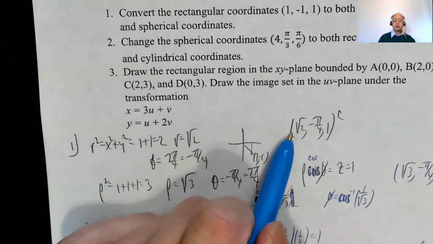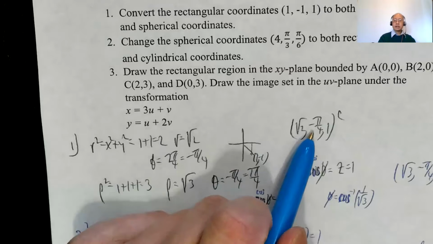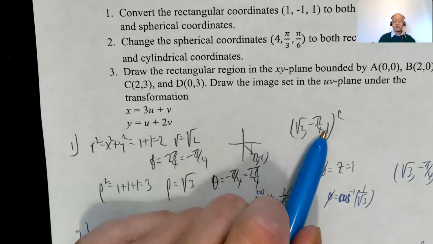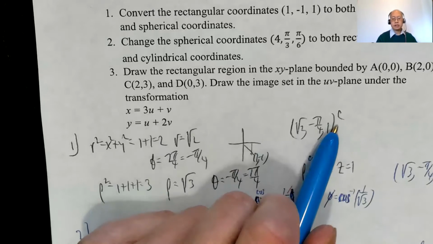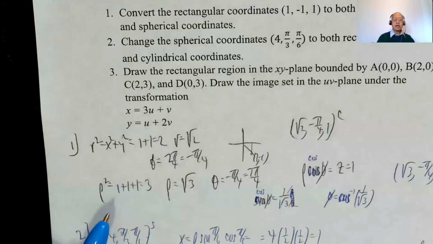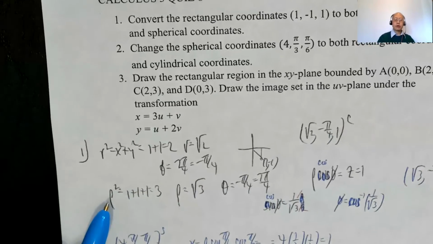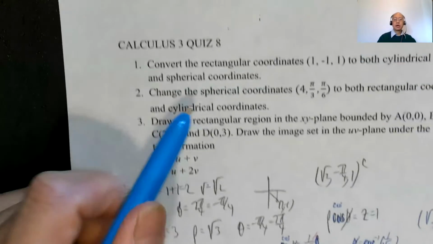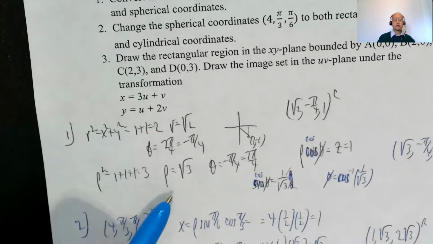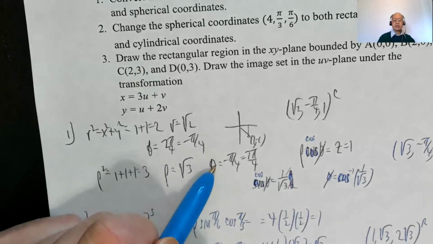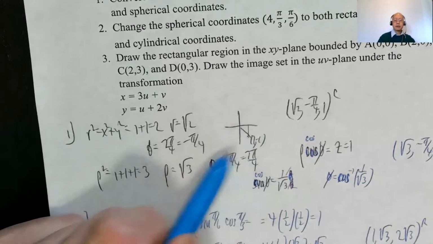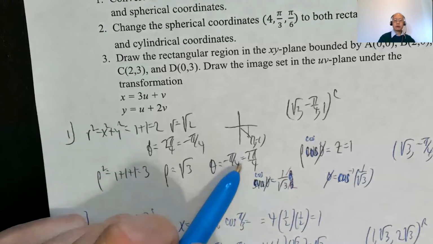Okay, so radical 2 is r. Theta is negative pi over 4, or 7 pi over 4. And z stays 1 in cylindrical coordinates. Spherical coordinates, so rho squared is x squared plus y squared plus z squared. 1 plus 1 plus 1 is 3, so rho is radical 3. Theta stays the same as this part, so negative pi over 4 or 7 pi over 4.